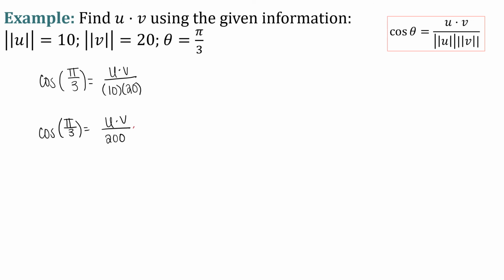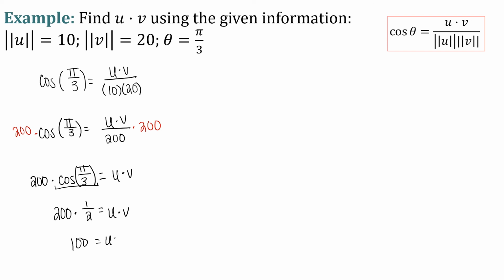And to get that 200 out of the denominator, I need to multiply both sides by 200. So now I'm going to say 200 times cosine of pi over 3. Guess what, though? Pi over 3 is on my unit circle. So if I pull up my unit circle, if I don't have it memorized, I can still pull up my unit circle. I'm looking at the x component of my unit circle at pi over 3 because it's cosine, and that's 1/2. So 200 times 1/2 is 100. So u dot v is 100.